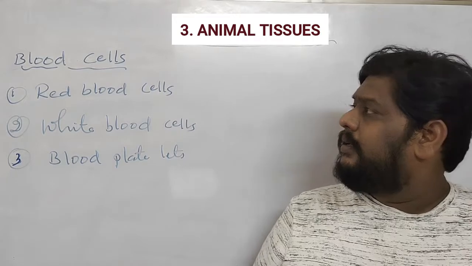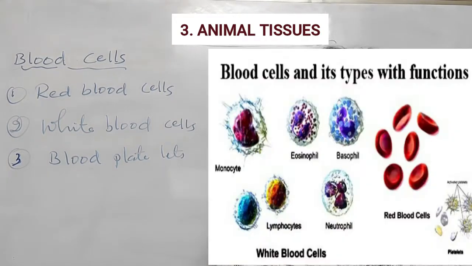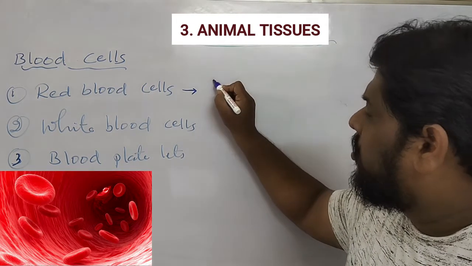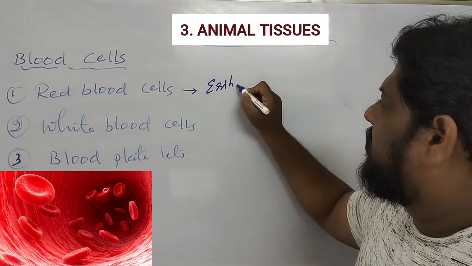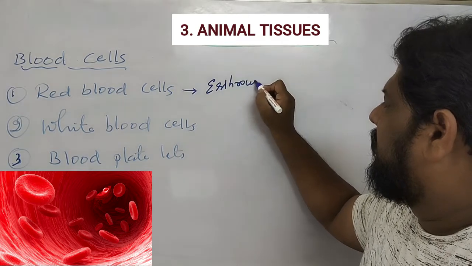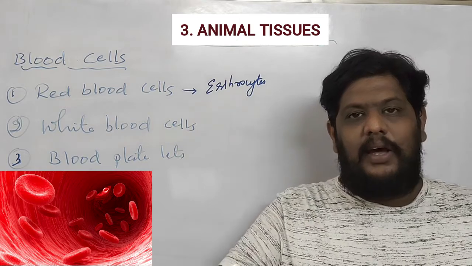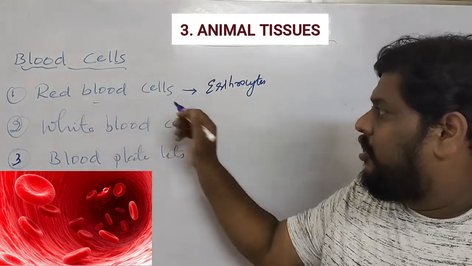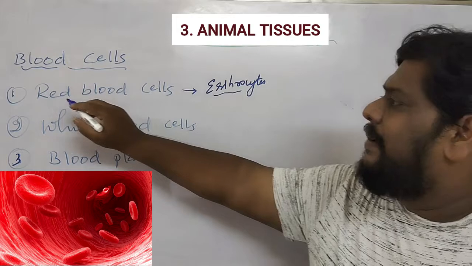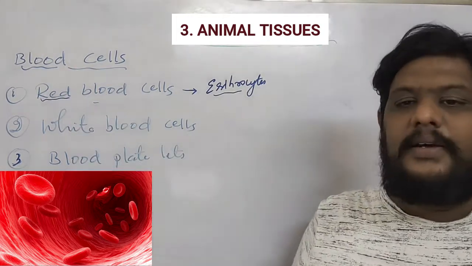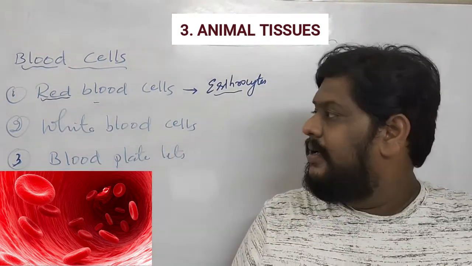So children, now coming to the blood cells, there are 3 different kinds of blood cells you can see in the blood. The first one is the RBC. RBC are also called red blood cells, and they are also called erythrocytes. As the name suggests, these are red in color.